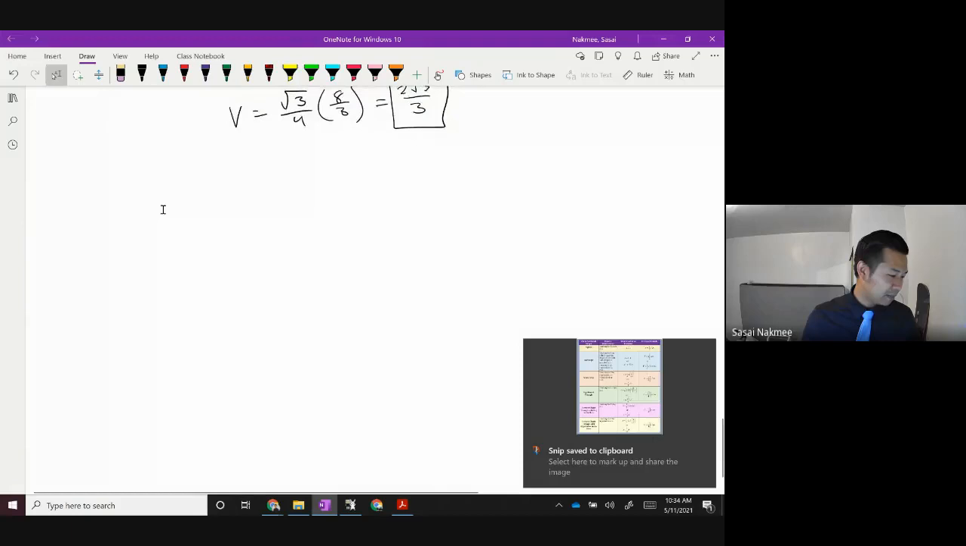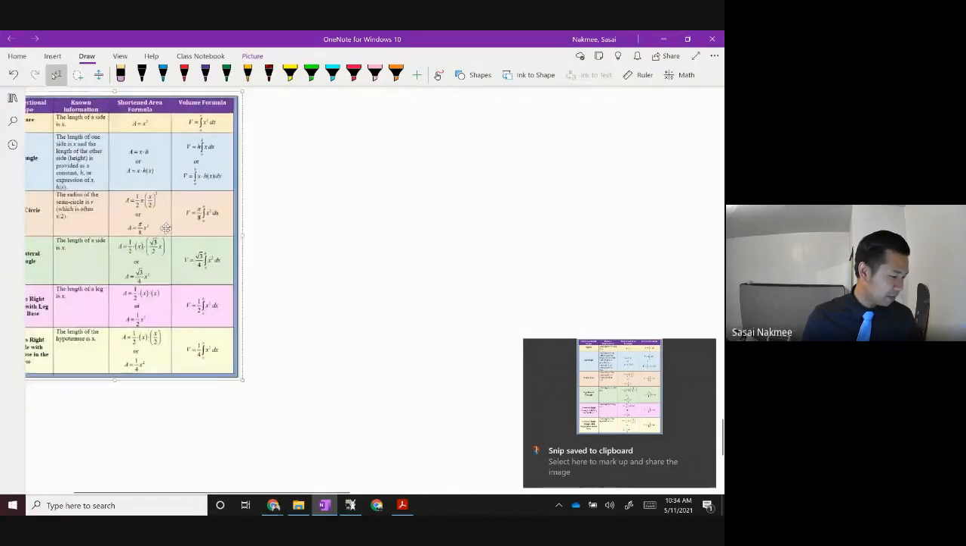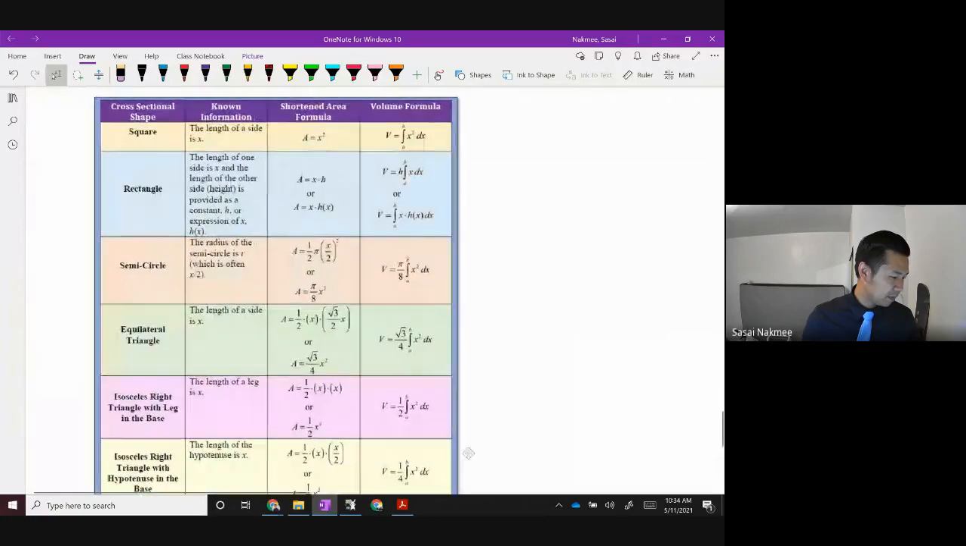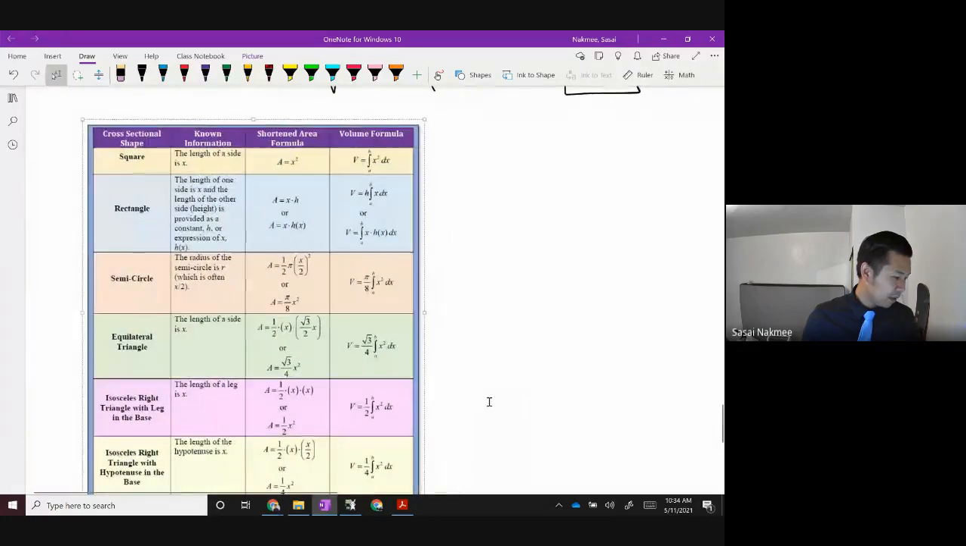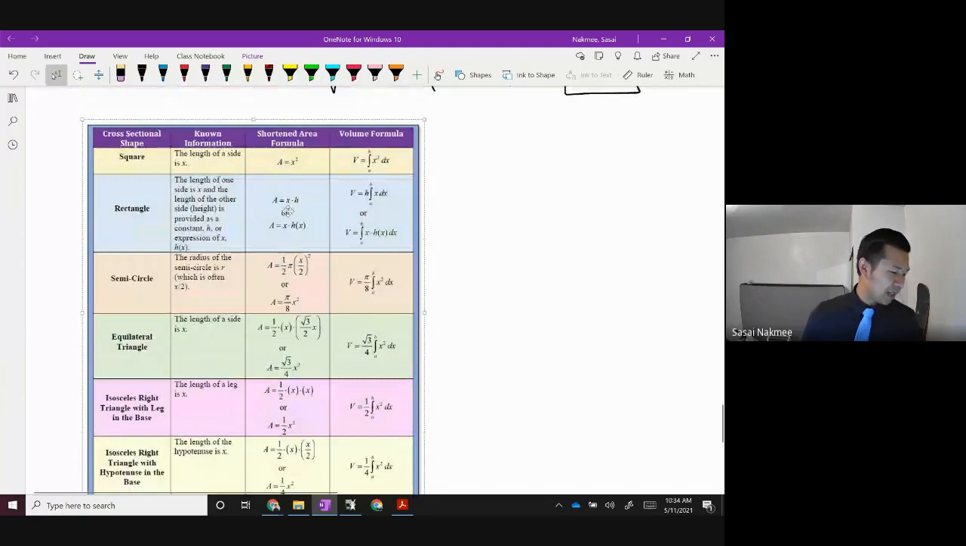I'm going to copy that. I'll put it onto here so you guys can take a look at it. You guys see that okay? So general shapes, right? Squares, rectangles, circles, semicircles, and then various types of triangles.